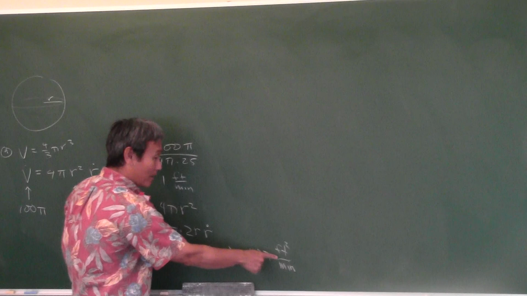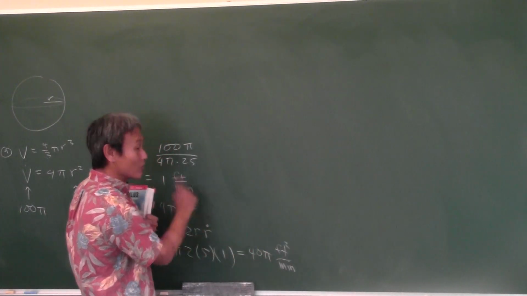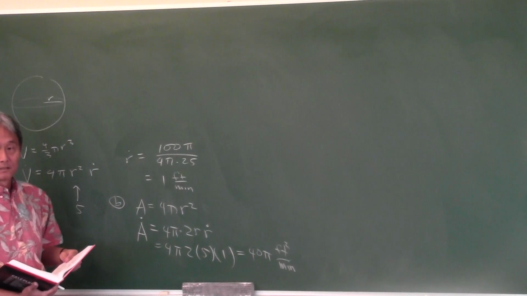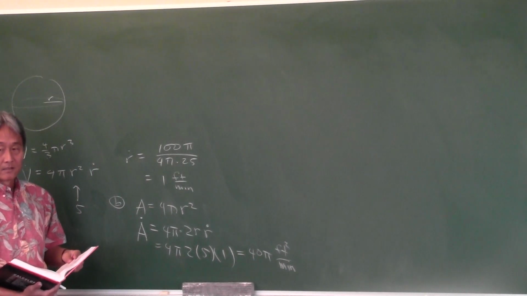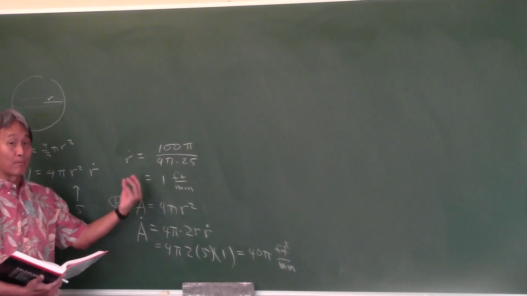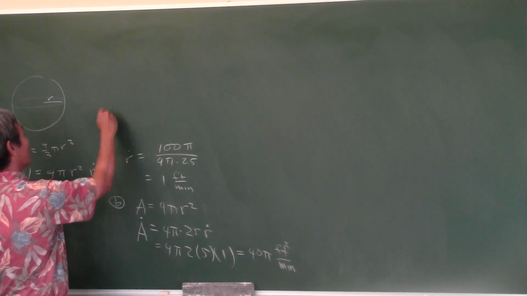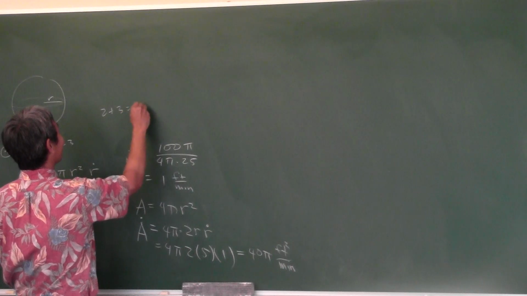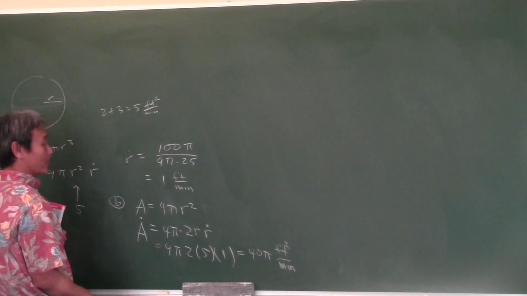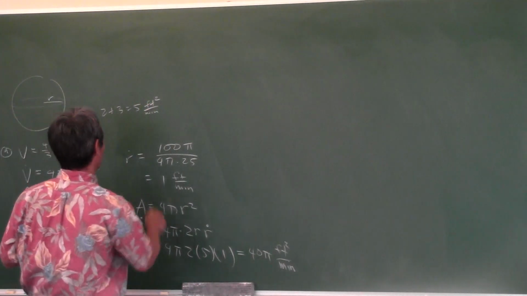This is worth 1 point unless they don't do anything else. So if they just wrote a bunch of whatever, no, it's got to be like math in that problem. You cannot just write, oh, 2 plus 3 is 5 square feet per minute. No, you're not going to get that.